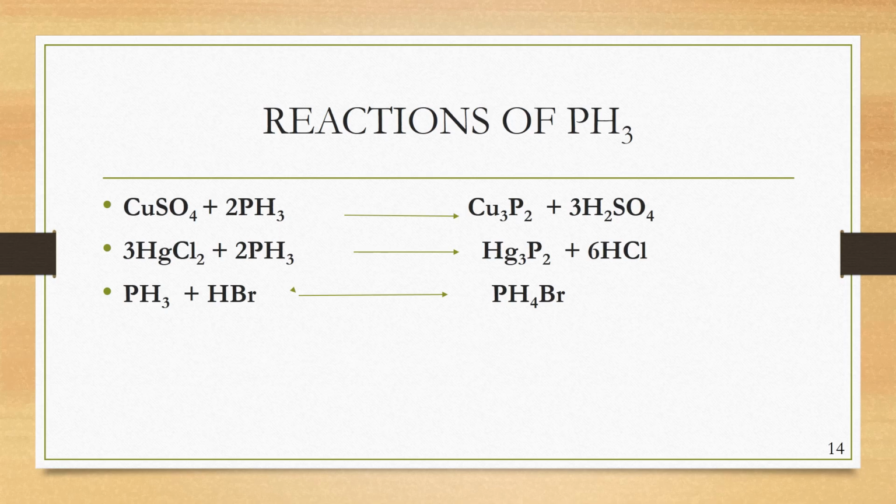Phosphine, since it is alkaline, it is found to react with HBr and it forms phosphonium bromide.